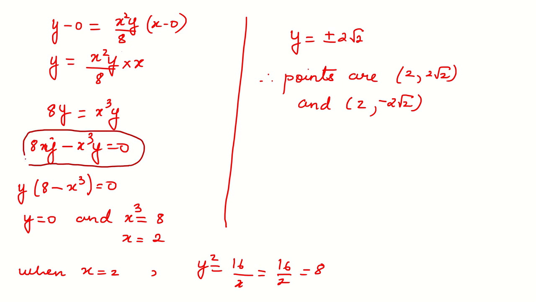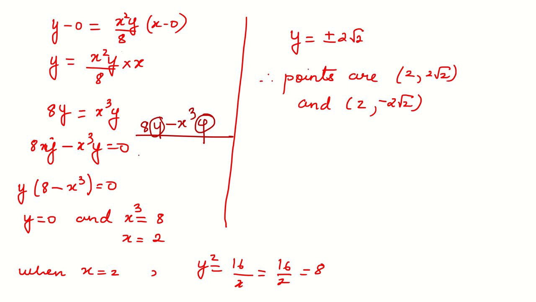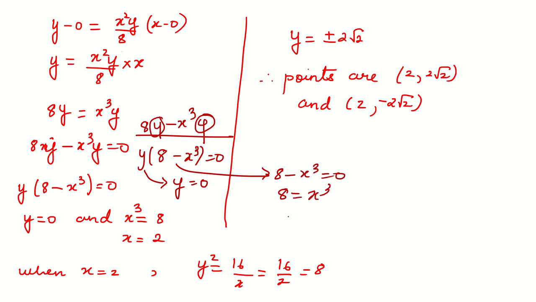Okay, and then what I do is, on that normal, there are coordinates which I want to find, which are passing from the origin. So I take out y common. See, there is 8y minus x cube y. So y is common on both sides. So I take out y common: y times (8 minus x cube) equal to 0. Equate y to 0 and equate 8 minus x cube to 0. You get 8 is equal to x cube. What is x? x is nothing but 2.